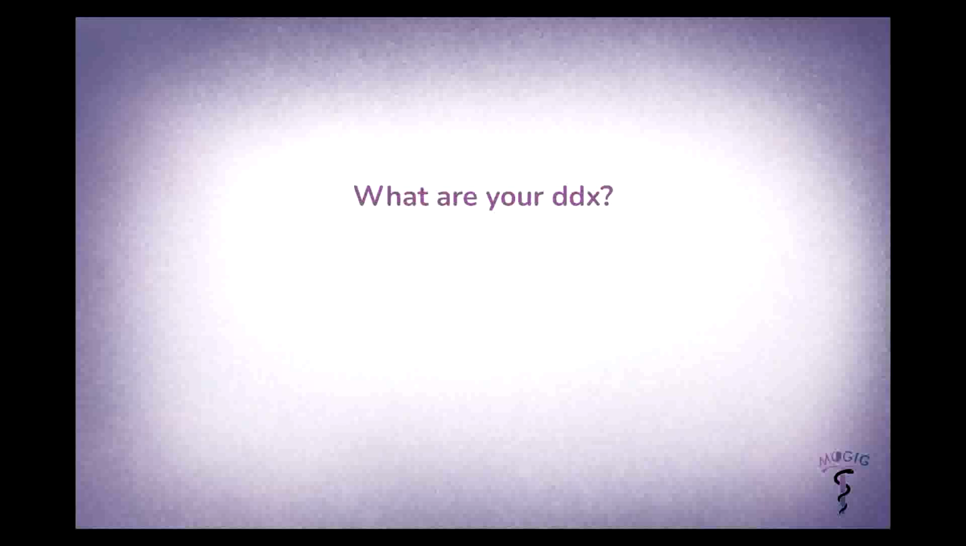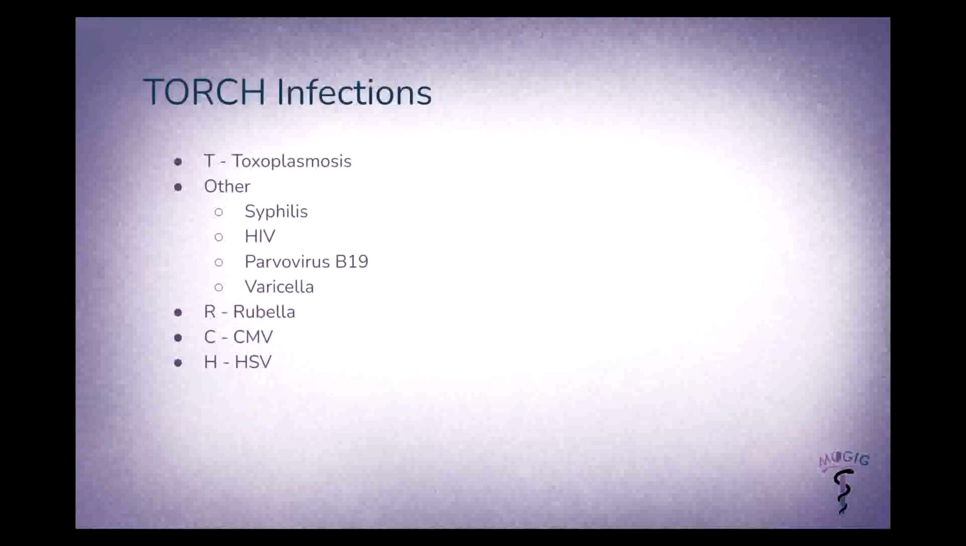There's probably one acronym that should spring to mind as you're thinking about those things, and that's TORCH. So TORCH infections refer to a series of infections which can cause pretty significant congenital malformations, including toxoplasmosis, other, which consists of syphilis, HIV, parvovirus B19, varicella, rubella, CMV, and HSV. The reason we worry about all of these particular infections is these can have significant developmental implications for the fetus and can also lead to life-altering consequences.